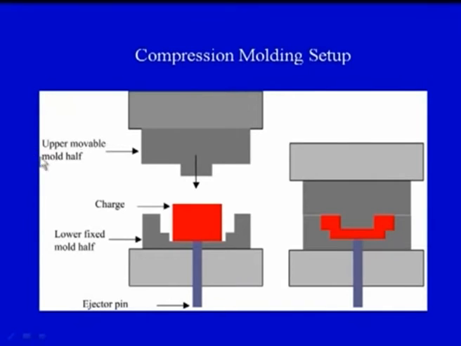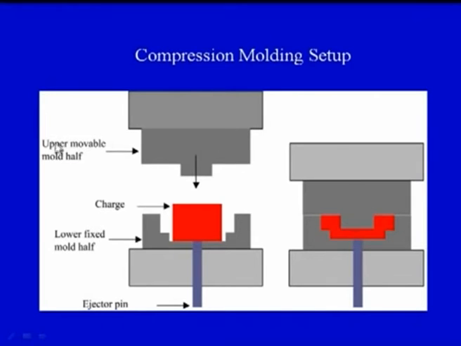So we have an upper movable mold half, which is moving in this direction. We have a lower fixed mold half, and this is the charge, in red color, the polymer which we want to give the final shape. Now, what I have not mentioned in the diagram that I have drawn is the ejector pin. This ejector pin can be used to eject the final product.